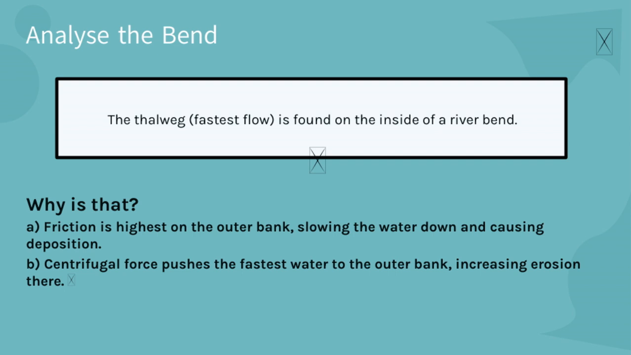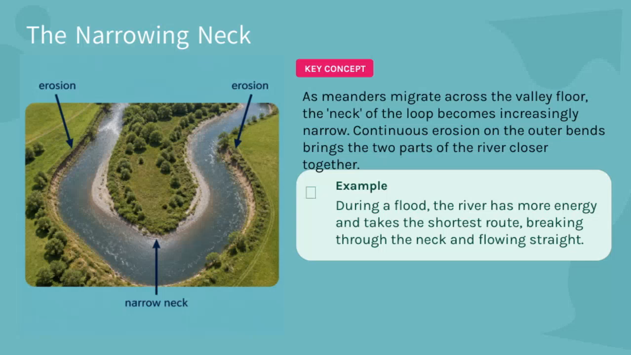A strong GCSE explanation might say, in a meander, the fastest flow is pushed towards the outside bend. This increases erosion by hydraulic action and abrasion, creating a steep river cliff. On the inside bend, the water is slower and has less energy, so deposition forms a slip-off slope. That is a strong answer because it names the processes, explains the contrast, and links each side of the bend to a specific landform.